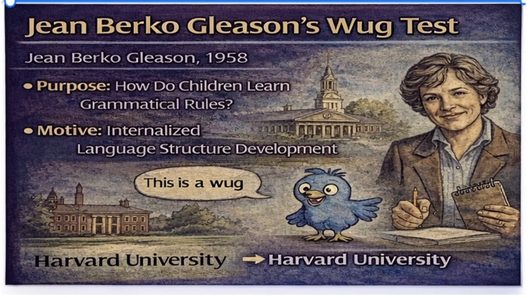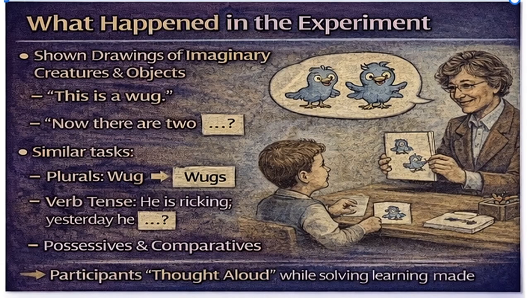words. At the time, behaviorist theories suggested that language learning occurred mainly through imitation and reinforcement. Gleason's purpose was to test whether children could apply grammatical rules to entirely new words. Her motive was to demonstrate that children possess an internalized understanding of language structure, supporting emerging cognitive and linguistic theories that emphasized rule-based learning. What happened in the experiment?